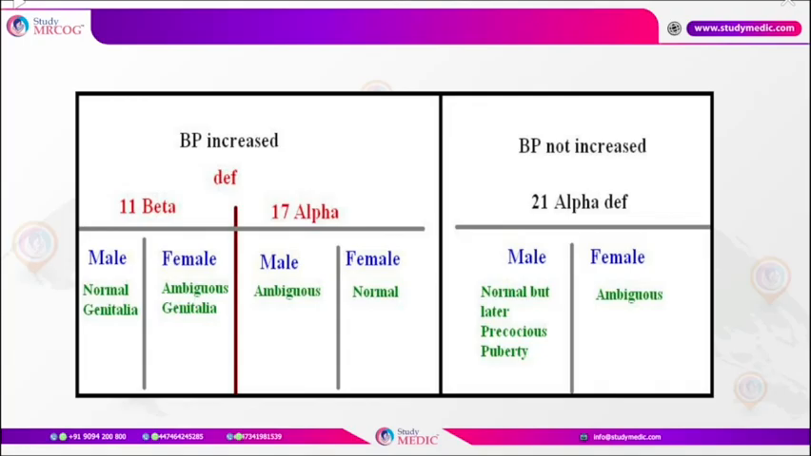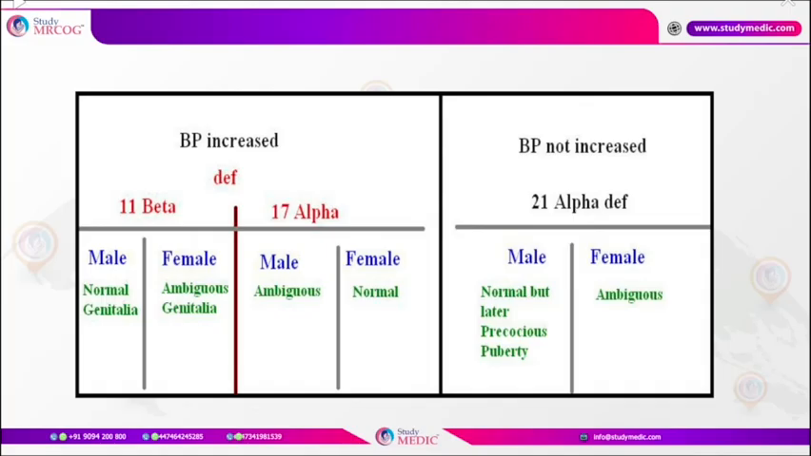So in 21 hydroxylase, we know that the aldosterone level will not increase, and that's the reason BP is not increasing. But yes, because of the increase in the androgen level, in females there is ambiguous genitalia. In males it is normal, but later it might convert into precocious puberty.